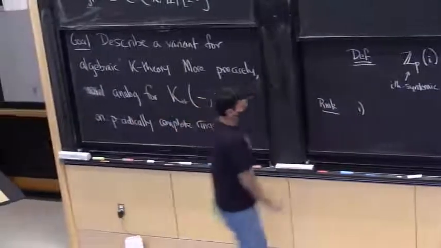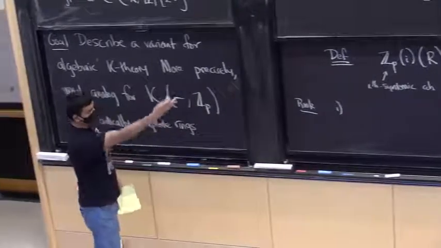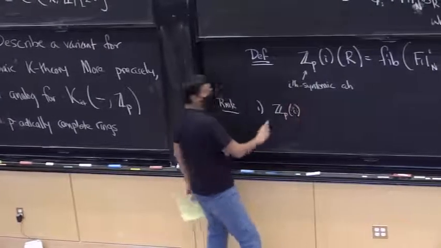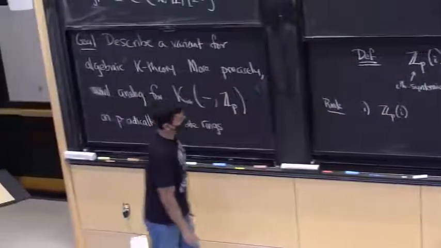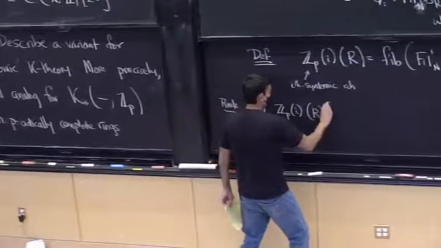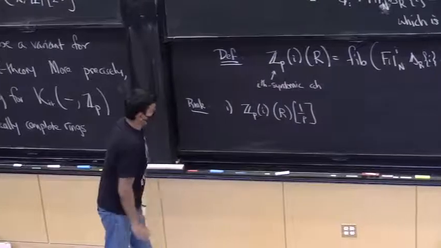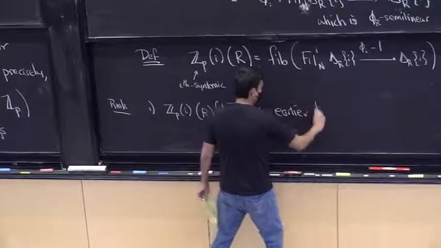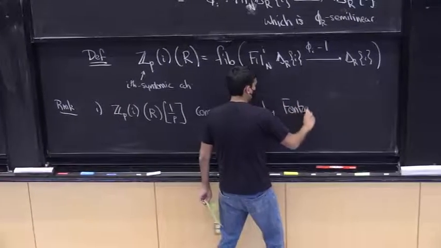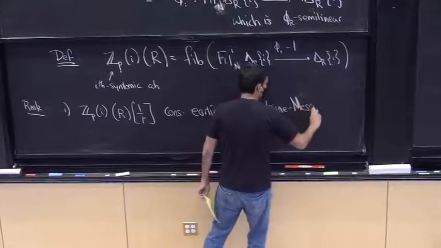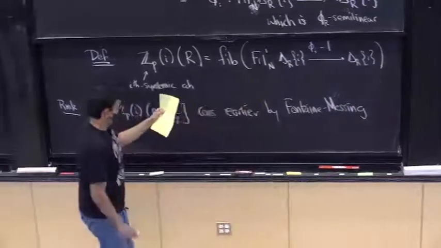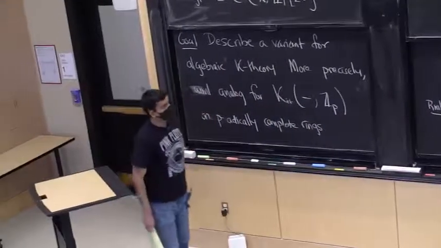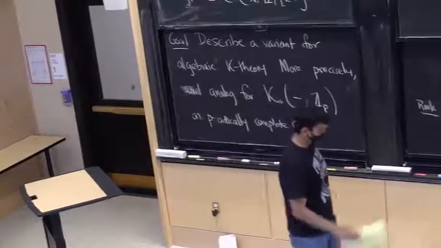So first of all, you might wonder if you need all this fancy machinery to define this object, given that I told you it was defined earlier. This definition seems to be the right definition with integral coefficients. If you don't care about torsion, so if you allow yourself to invert p, then this was essentially constructed earlier by Fontaine and Messing in their early work on p-adic Hodge theory. And this was one of the first approaches to proving the analog of the de Rham comparison in p-adic Hodge theory.